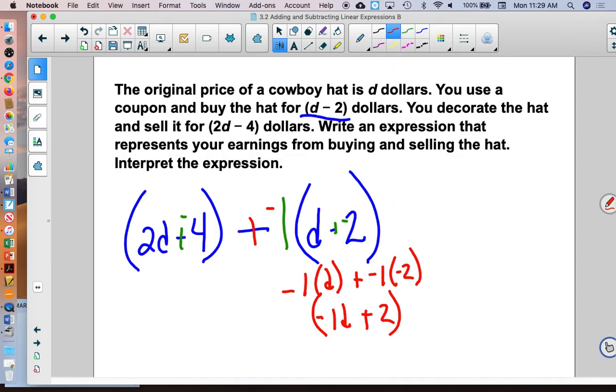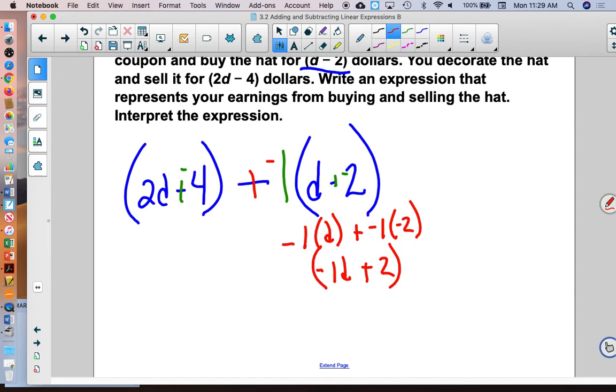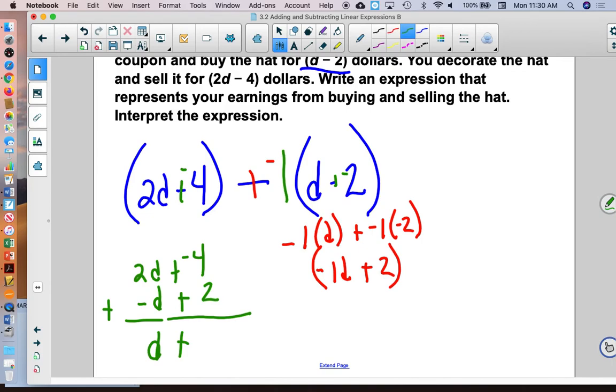So now I have what I'm actually going to figure. What I'm actually going to figure is I'm going to take the 2D plus negative 4, add negative D plus 2. Okay? And this would tell me how much profit. Do you agree? 2D minus D would give me D by itself. Do you agree? What's negative 4 plus 2?